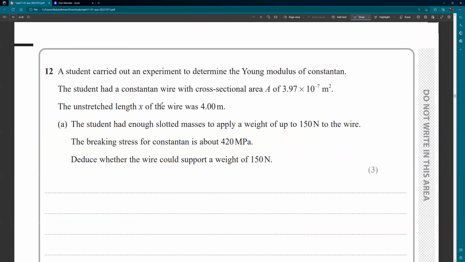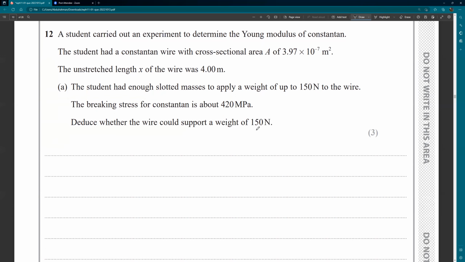Question 12. A student carried out an experiment to determine the Young's modulus of Constantan. The student had a Constantan wire with cross-sectional area. Given the unstretched length was 4 meters, the student had enough slotted masses to apply a weight of up to 150 newtons to the wire. The breaking stress of Constantan is about 420 megapascals. Deduce whether the wire could support a weight of 150 newtons.